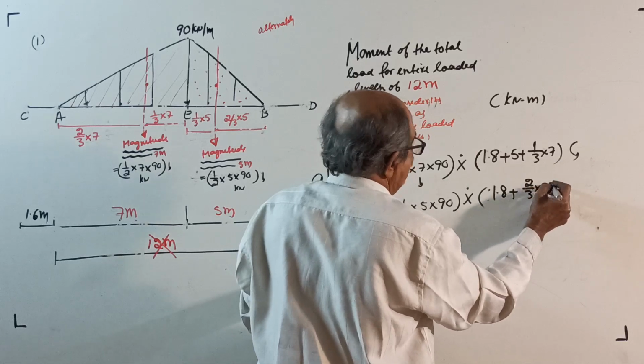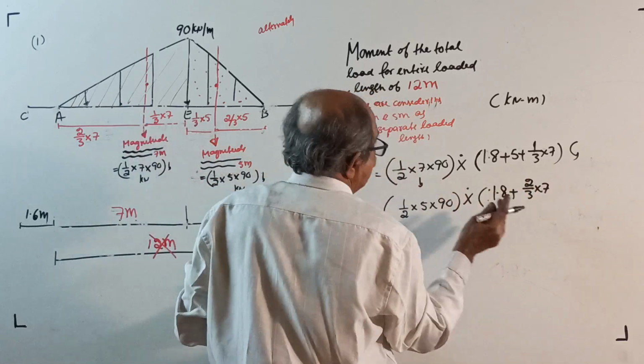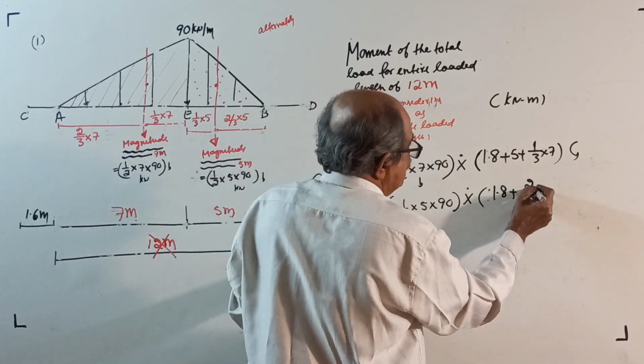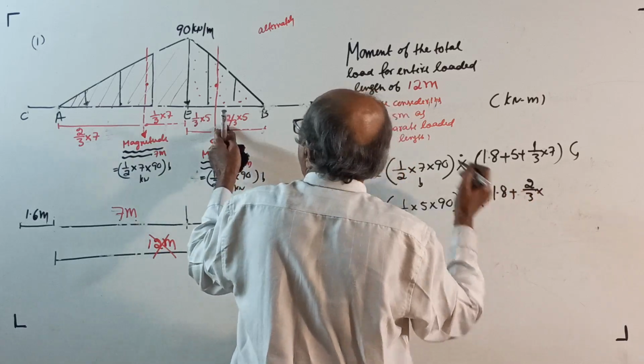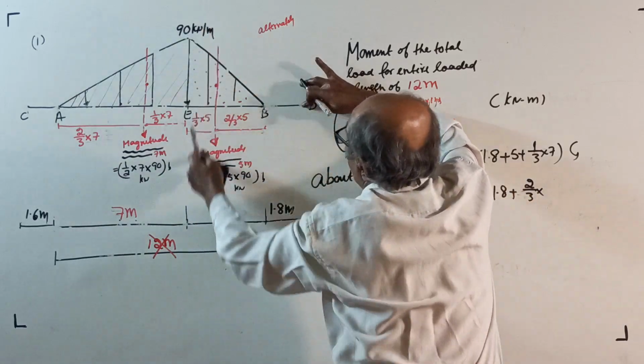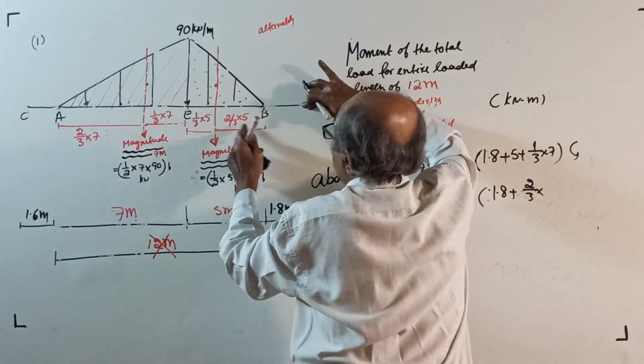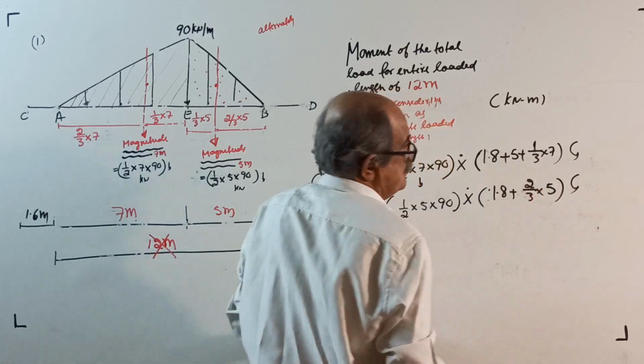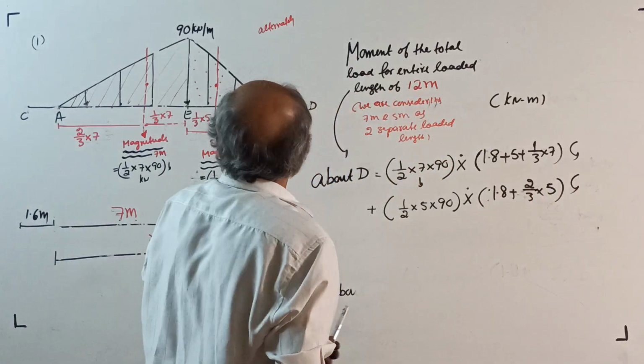2/3 of 7, not 5. 2/3 of 7. Sorry, 1/3 of 7. Sorry, 1.8 plus, correct, 2/3 of 7, because this load I am doing. See, this load into 1.8 plus 2/3 of 5. Anti-clockwise. Over. Now this will complete.